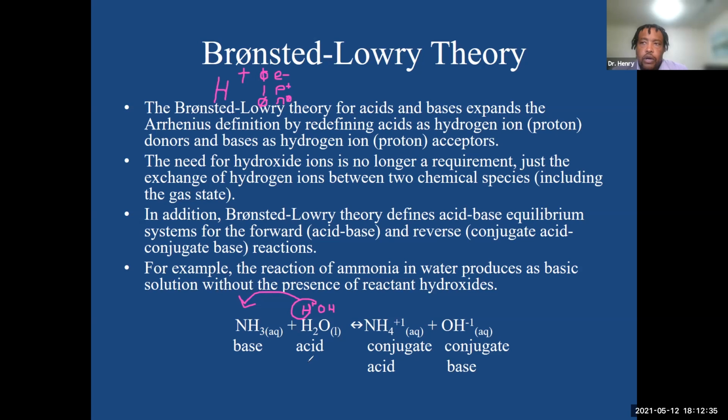So we also get back what we call the conjugate acid and the conjugate base. The conjugate acid is that acid that is formed by the reception of the hydronium ion from the base. And then the conjugate base is the base that is formed by giving up the hydrogen ion.